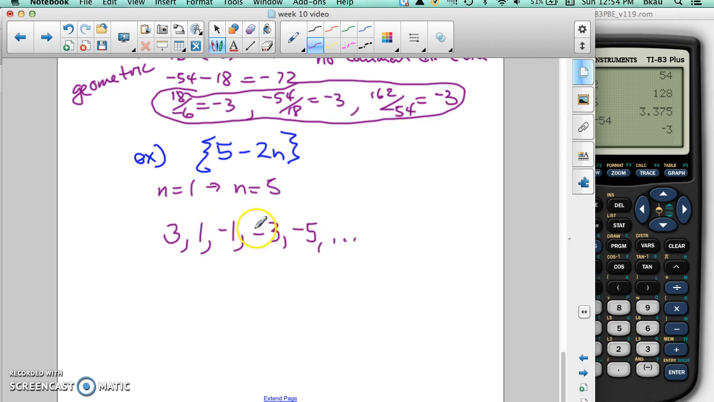I get these terms. Now I always check the difference first, so I do 1 minus 3, I get negative 2. I go negative 1 minus 1, I get negative 2. I go negative 3 minus negative 1, I get negative 2. So it looks like there's a common difference here, and the common difference is negative 2, and we see that up here in the formula. So this is arithmetic.